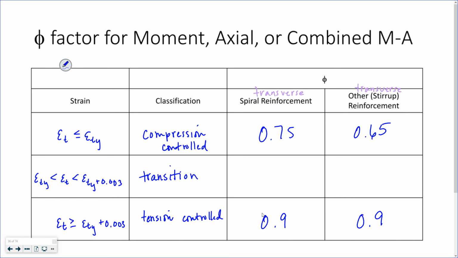And then the difference between a spiral and transverse is due to the confinement that spiral reinforcement provides of the concrete.